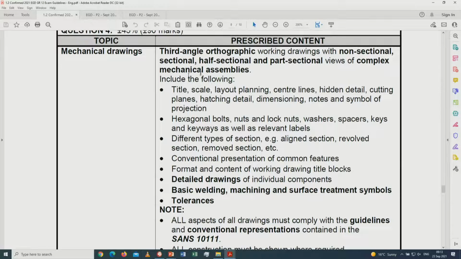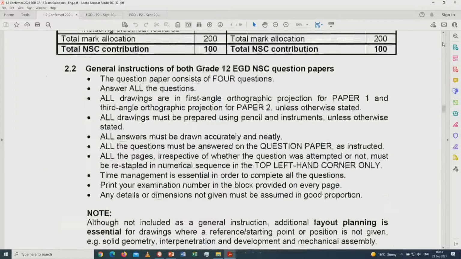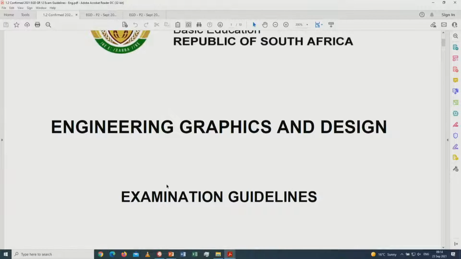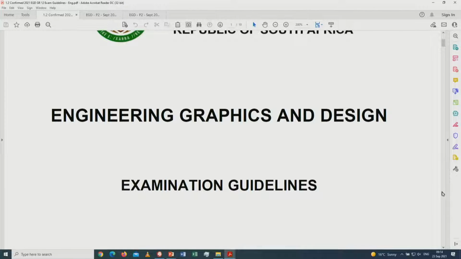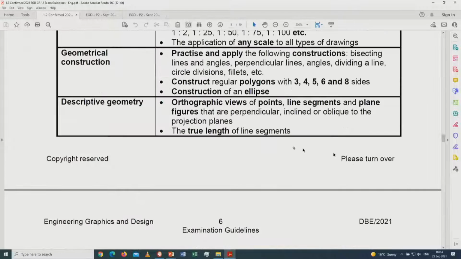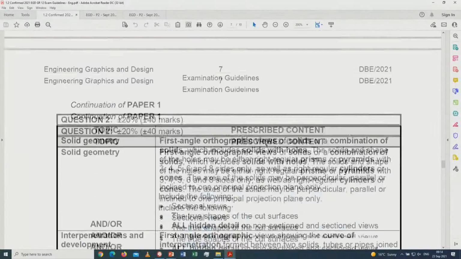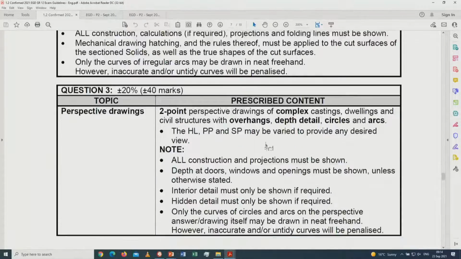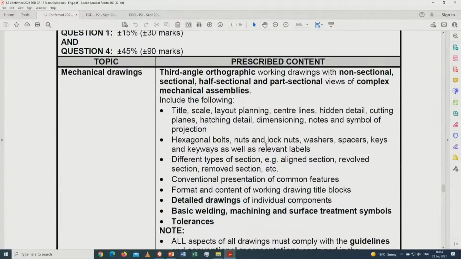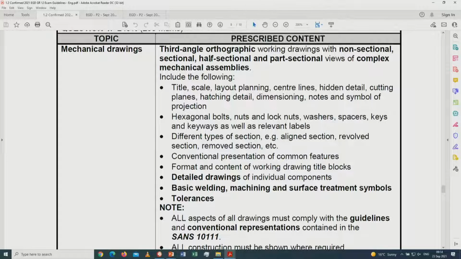Then next I want to point out that, according to the National Protocol of Engineering, Graphics and Design, the examination guidelines, we have to be able to do the following in terms of the drawings itself. Let me just quickly page down to my page. That is perspective, and it starts here with mechanical drawing. It will be third angle graphic projection at all times in question 1. All right. It will be sectional and non-sectional drawings.